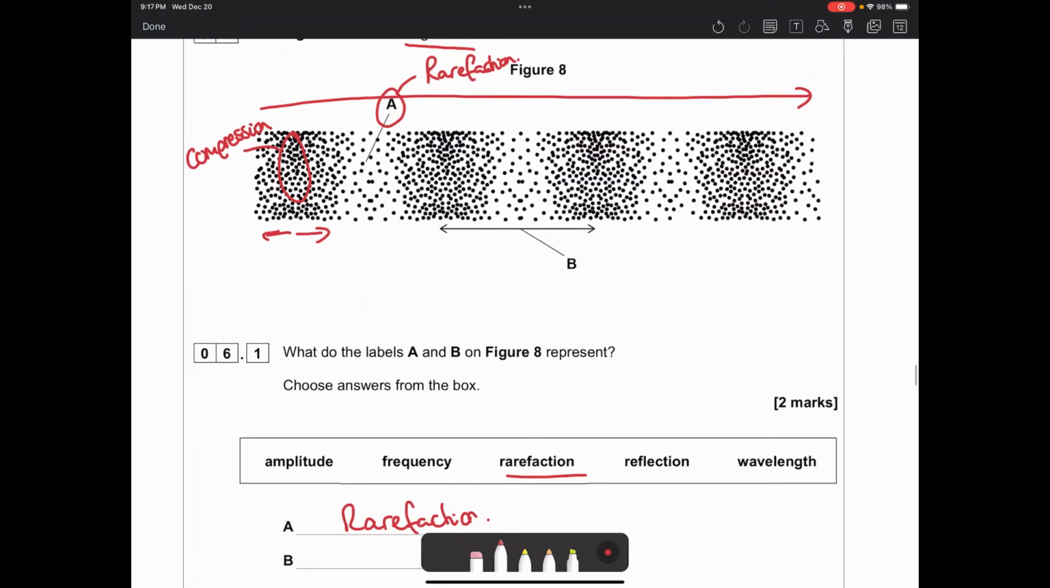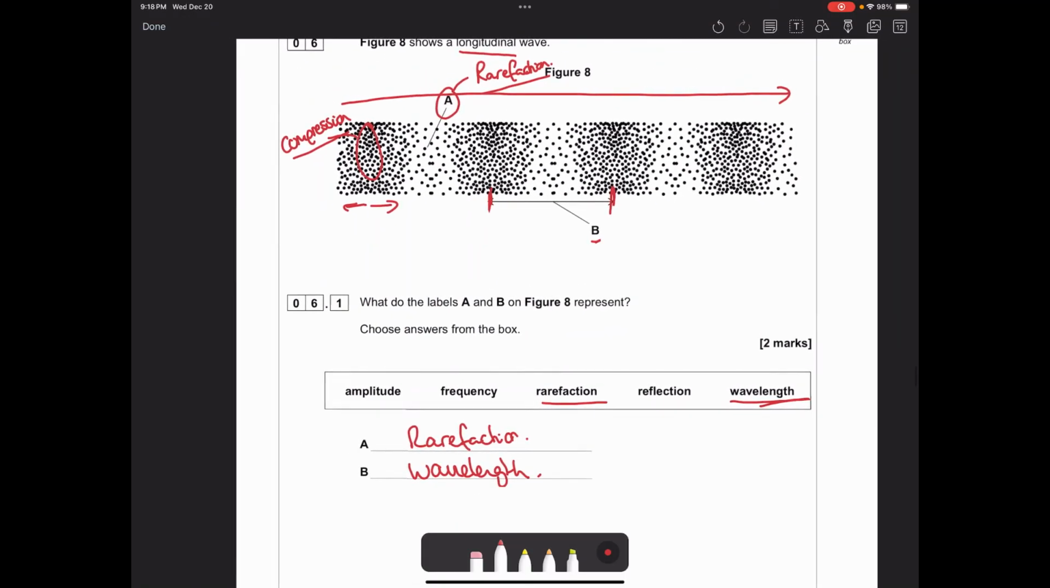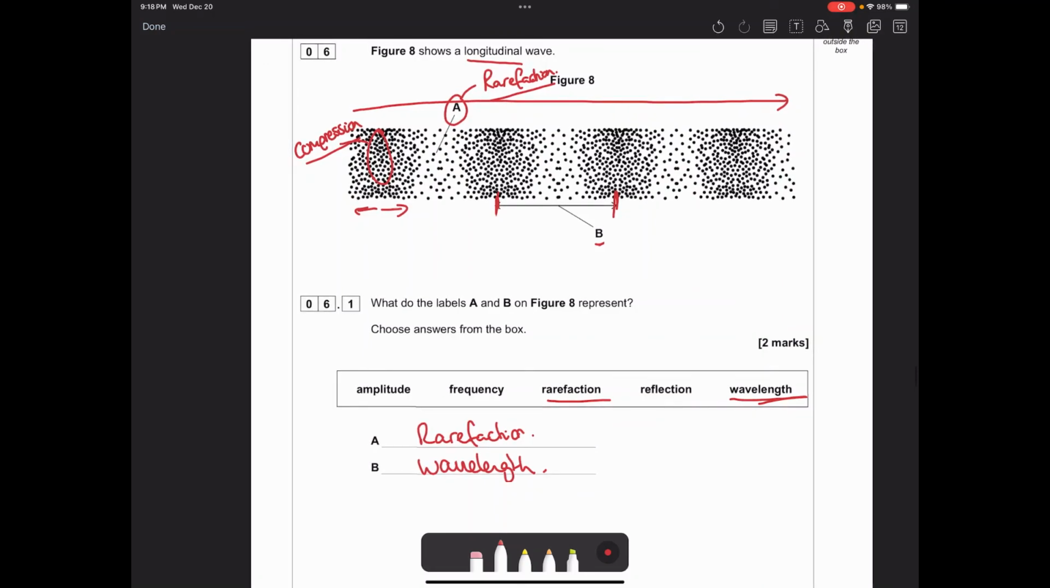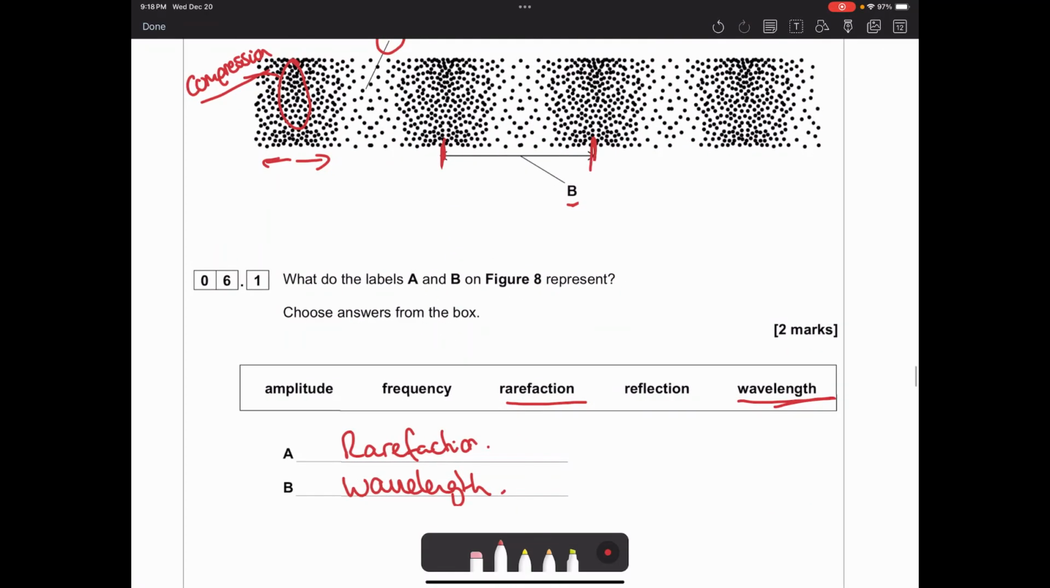Just something you need to know. If they're together, it's compression. If they're spaced apart, it's rarefaction. You've then got B, which is the distance between two areas of compression. In a longitudinal wave, this one would be called the wavelength. Amplitude is not something you can really show on a longitudinal wave. Reflection, this wave isn't hitting anything, so it's not reflecting. So rarefaction and wavelength are your answers here.